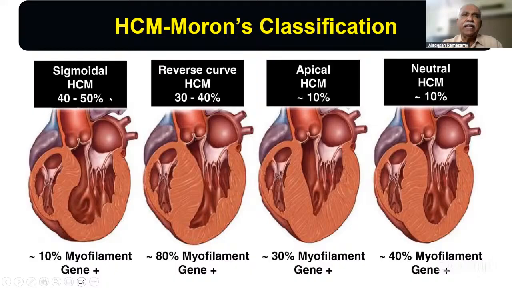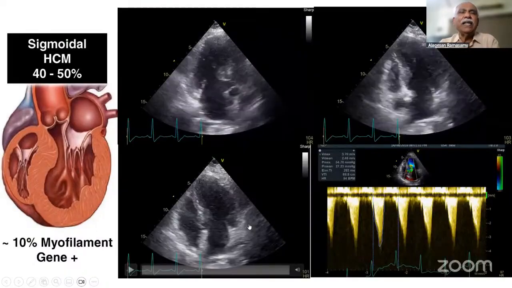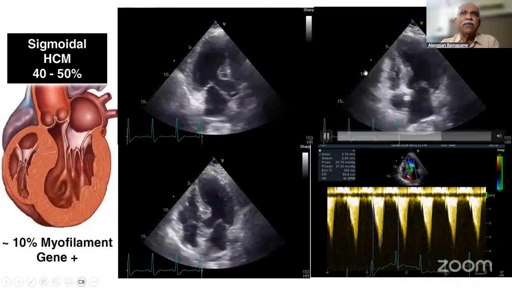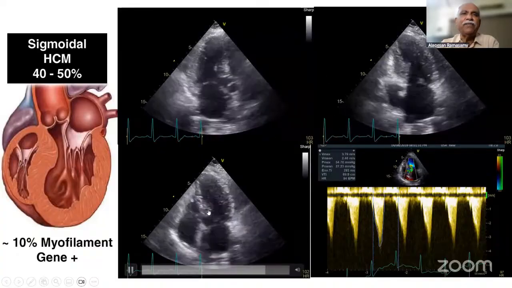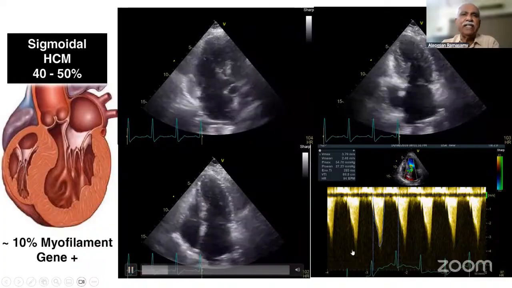So if you see the hypertrophic cardiomyopathy itself, most of the patients will have the sigmoidal or the reverse curve type of hypertrophy. So this is a patient with reverse curve type. The upper 1/3 of the septum is hypertrophied, but the rest of the left ventricle is normal. The patient has got a significant LVOT obstruction.